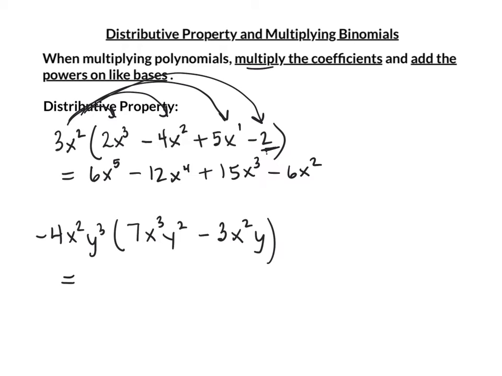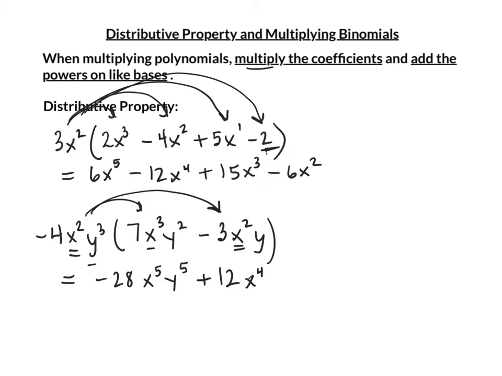Our last example here, distributive property, I'm going to take this to both. Negative 4 times 7 is negative 28. X squared times x cubed, that's x to the fifth. We're adding our powers. Y cubed times y squared, that's y to the fifth. Negative 4 times negative 3 is positive, watch out for your signs there, positive 12. X squared times x squared is x to the fourth. And y cubed times y to the first makes y to the fourth.